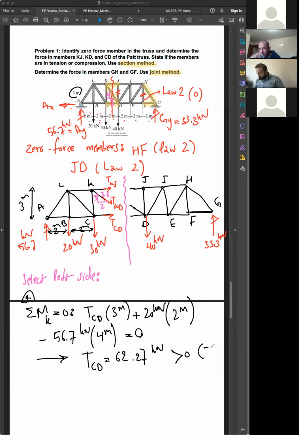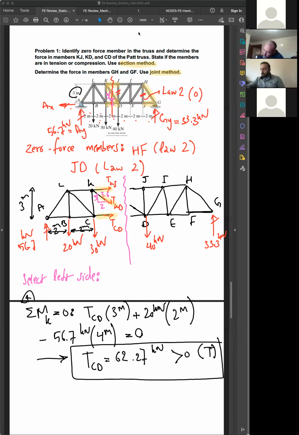More than 0, so it is in tension, because we assume everything in tension first. Just the direction we show originally, everything is in tension, and that's the way that we want to usually assume. All three are in tension. All right. This is the first one.